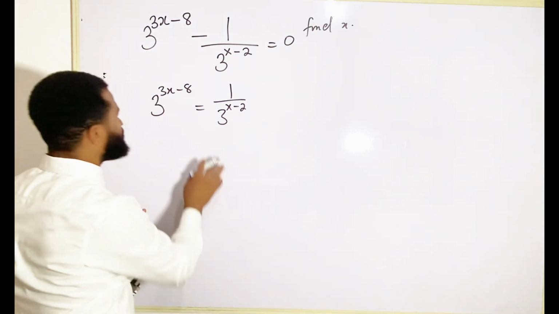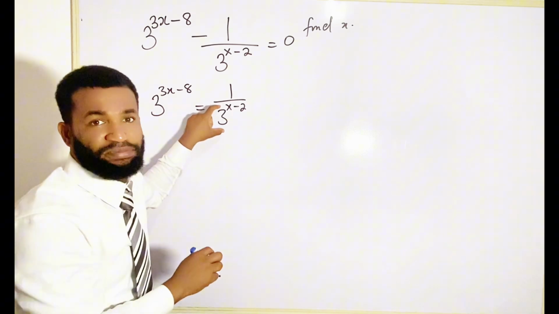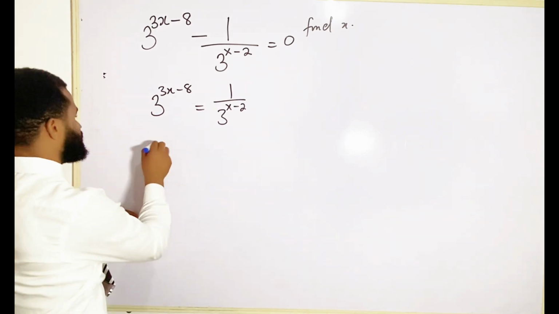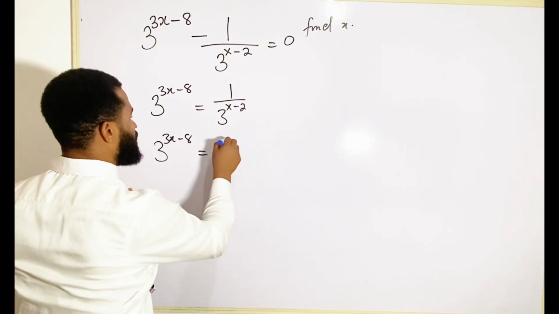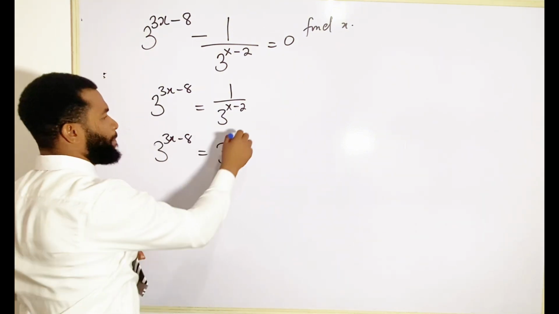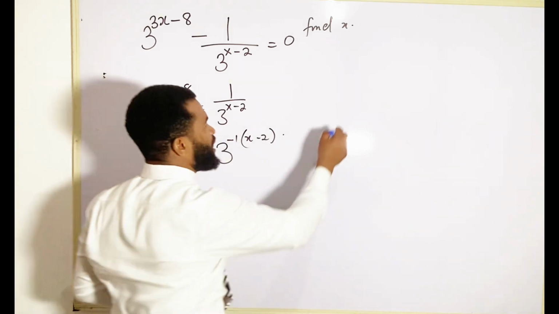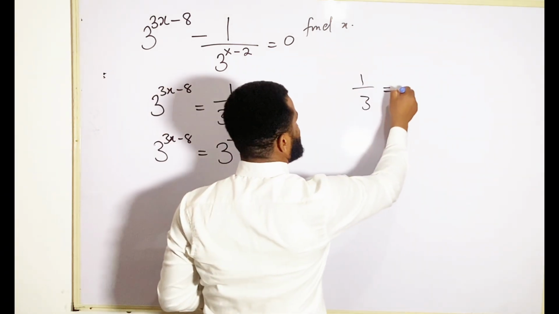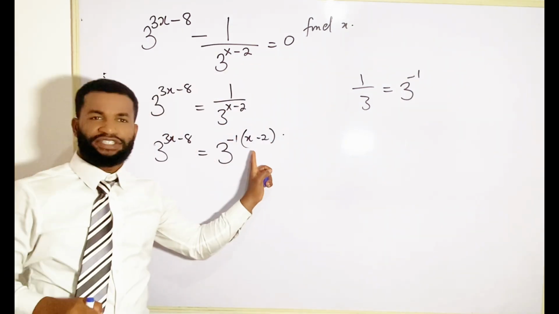So at this point, since this is a base 3, I want to make this to be in base 3 alone. So this is going to be 3 raised to power 3x minus 8 is equal to 3 raised to power minus 1, right? Or bracket x minus 2. Because whenever you have 1 all over 3, the answer is going to be 3 raised to power minus 1. And then I have to maintain this power.